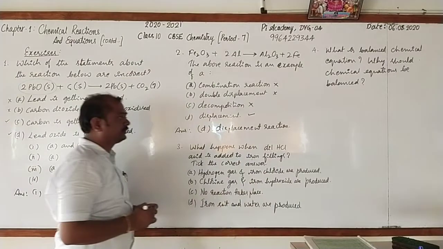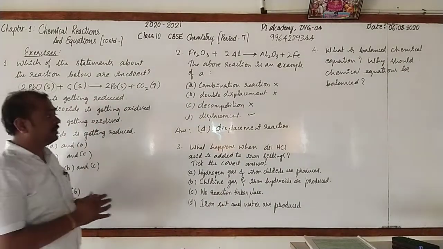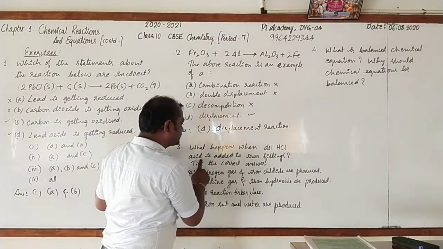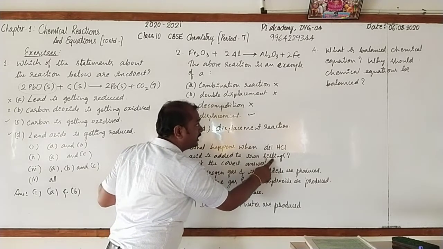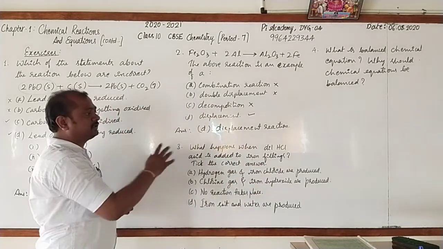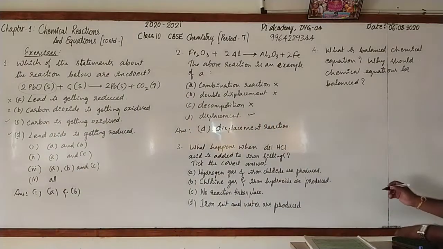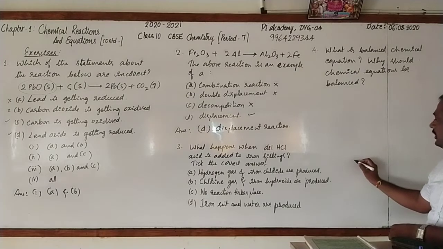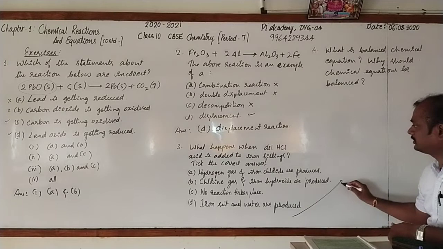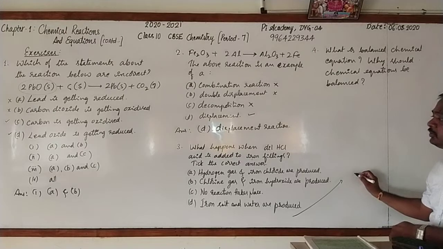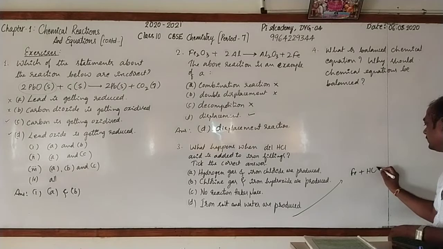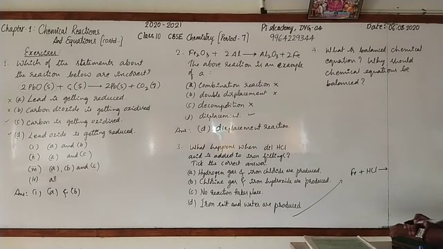Now let's move on to the third question. Please go through this. What happens when dilute HCl is added to iron filings? Tick the correct answer. Before going to those options, let's recall the equation. Observe: what happens when dilute HCl is added to iron filings? Iron filings and HCl give rise to FeCl2 plus hydrogen gas liberated.